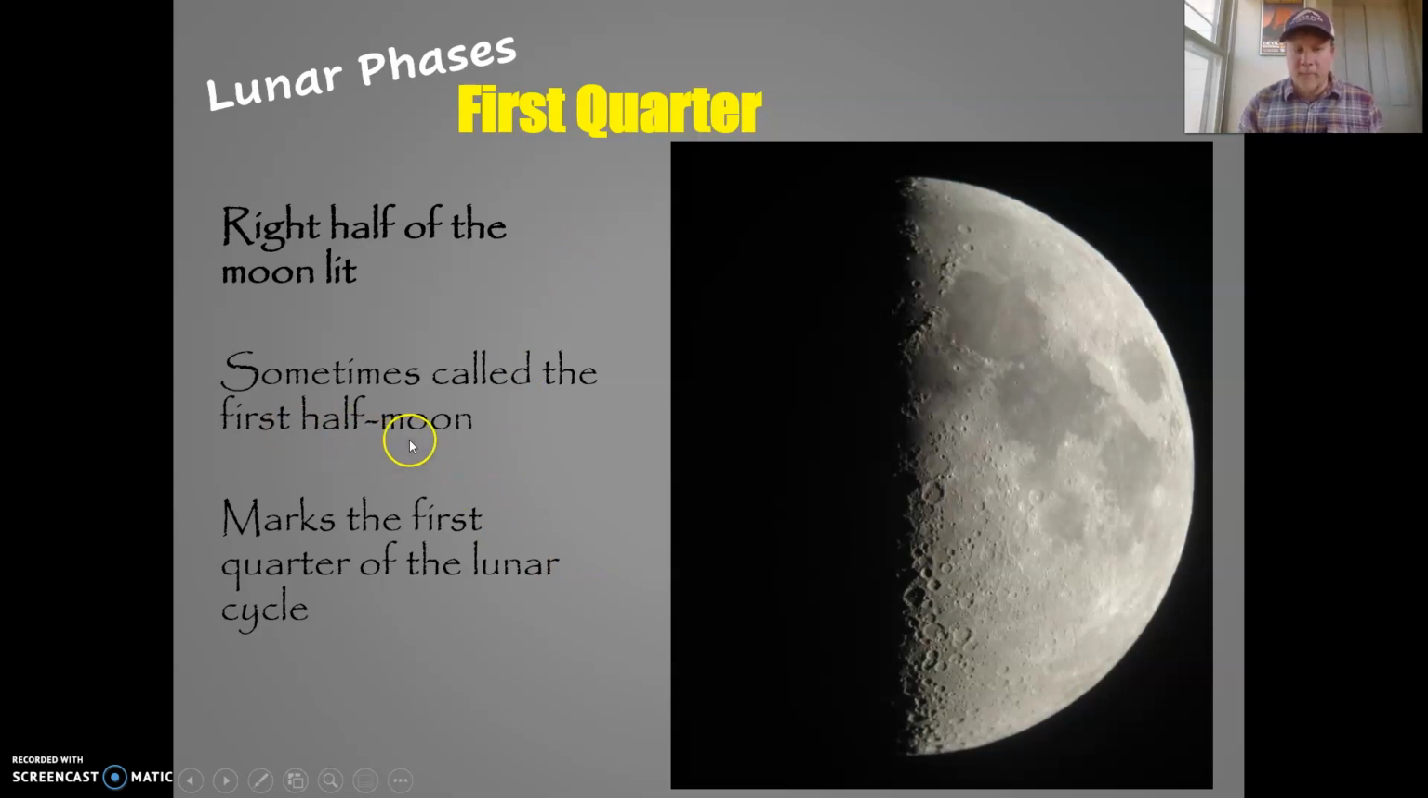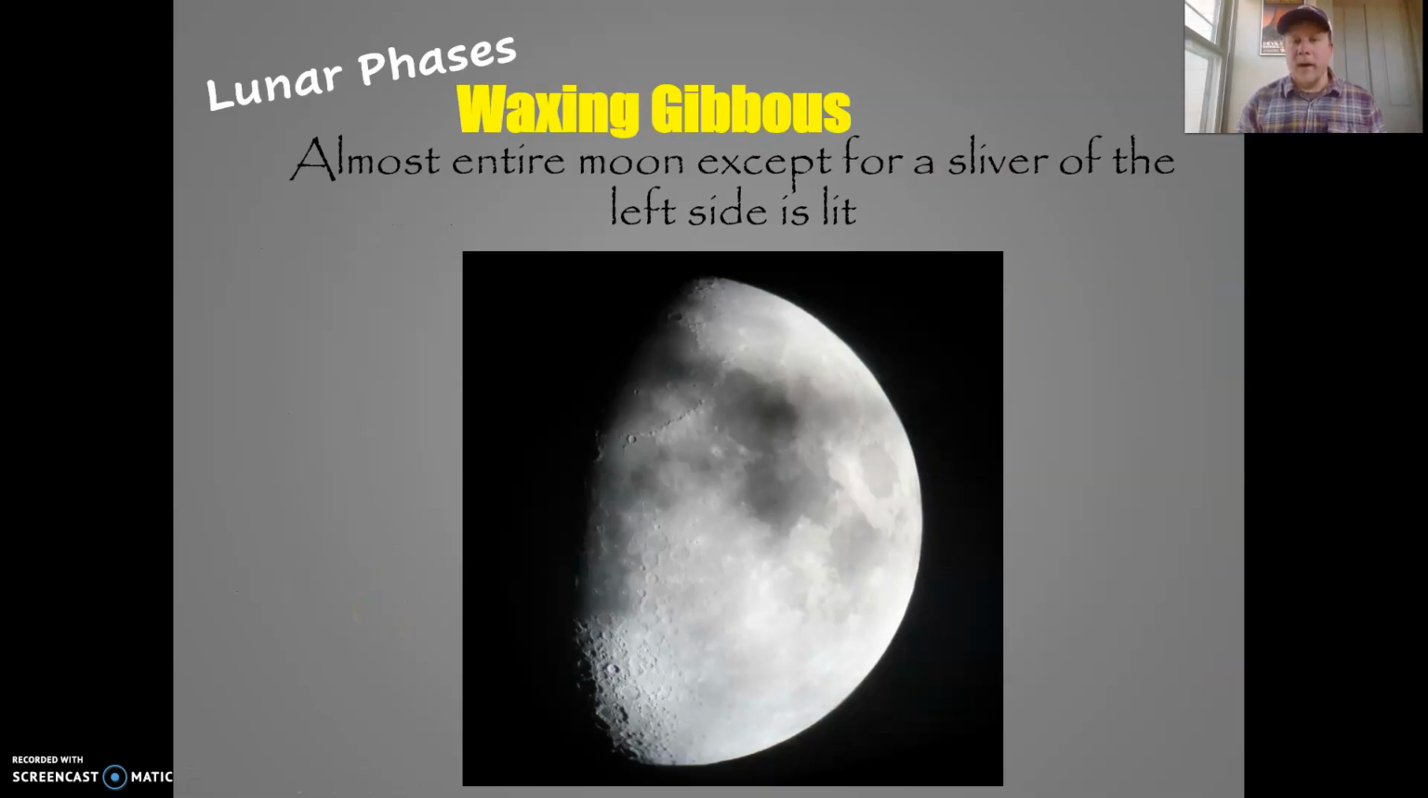Sometimes it's called the first half moon, but that's not correct. We will call it the first quarter. And again, this is 1/4 of the way through. From there, we are still growing in size of the illuminated part, or at least how much we can see.